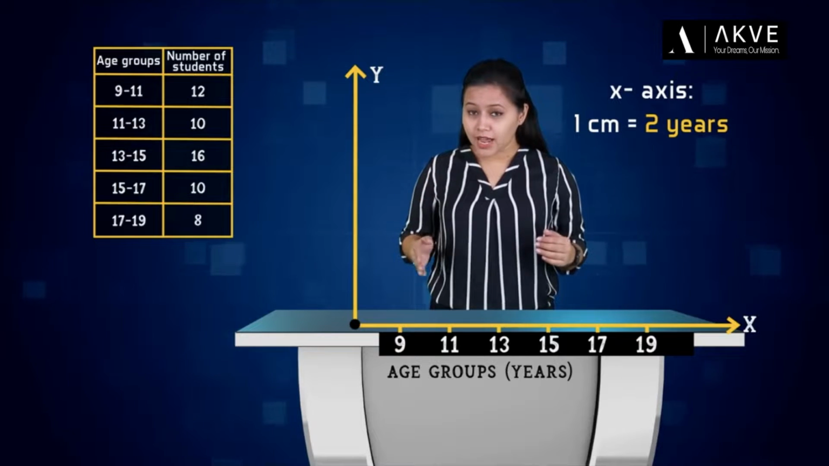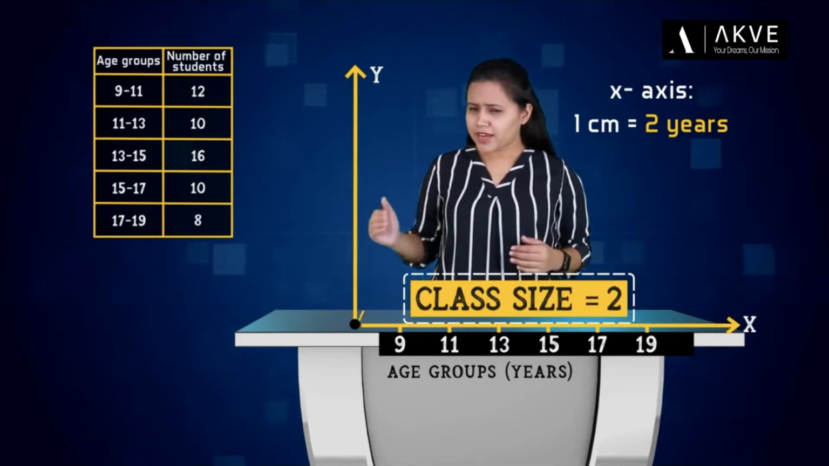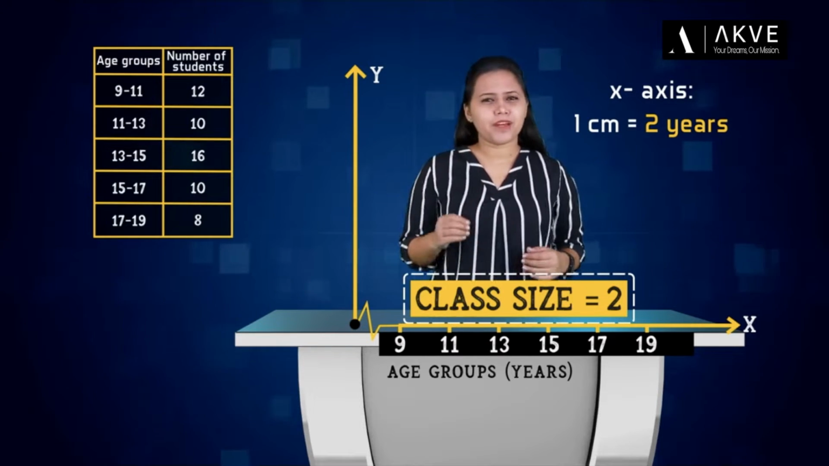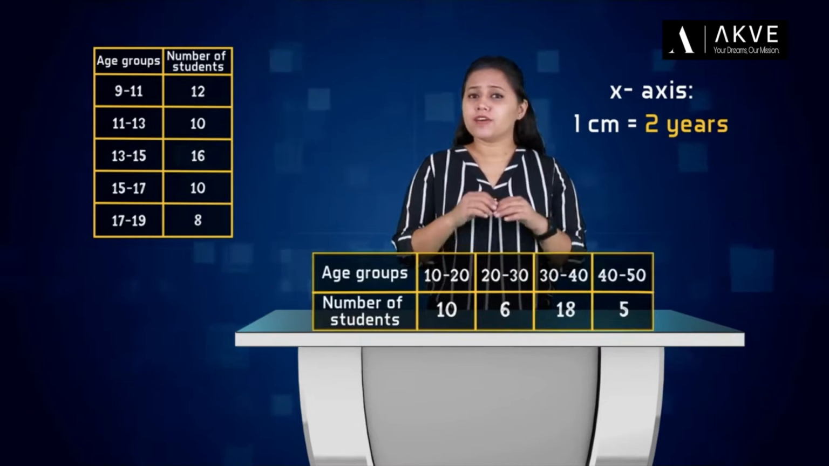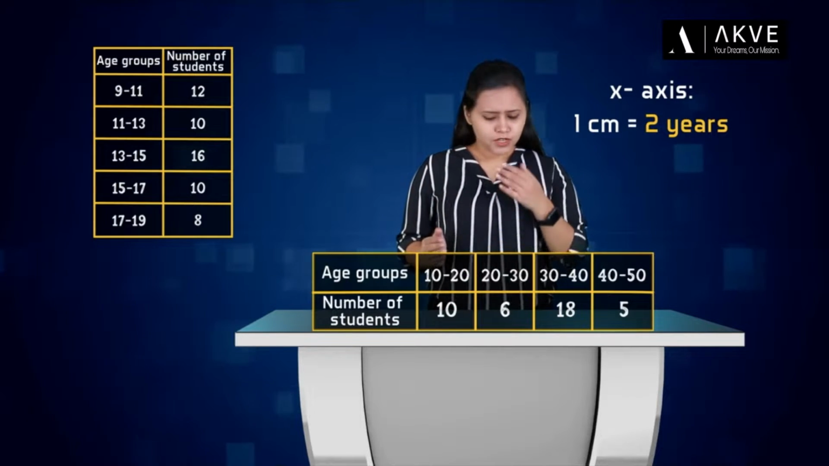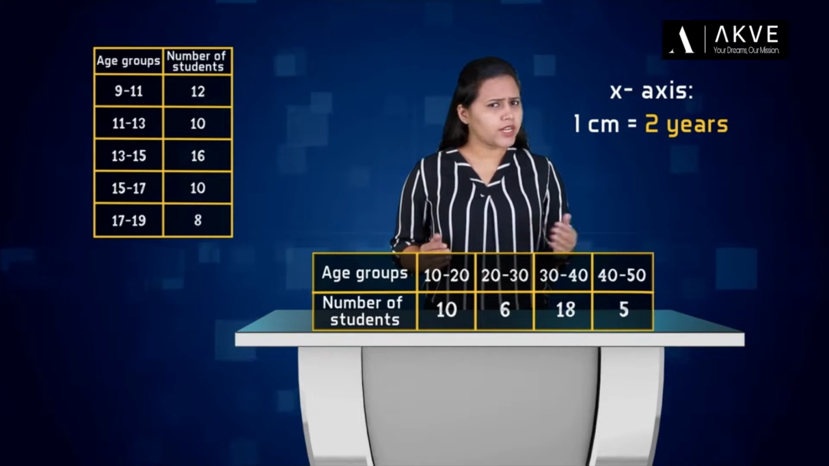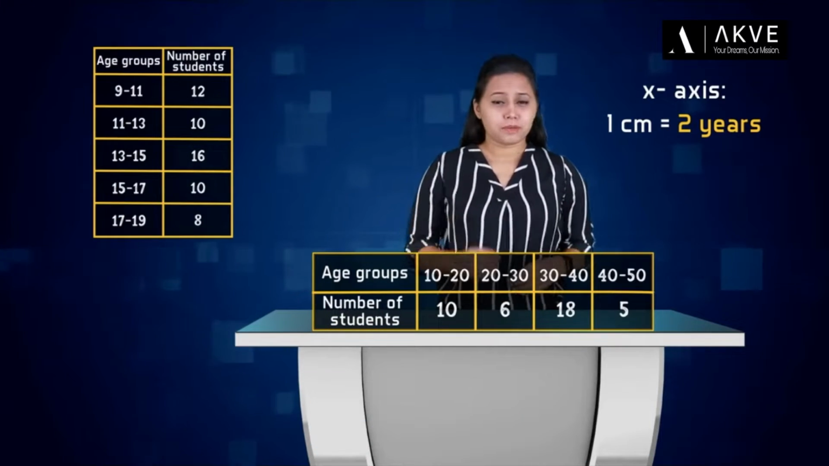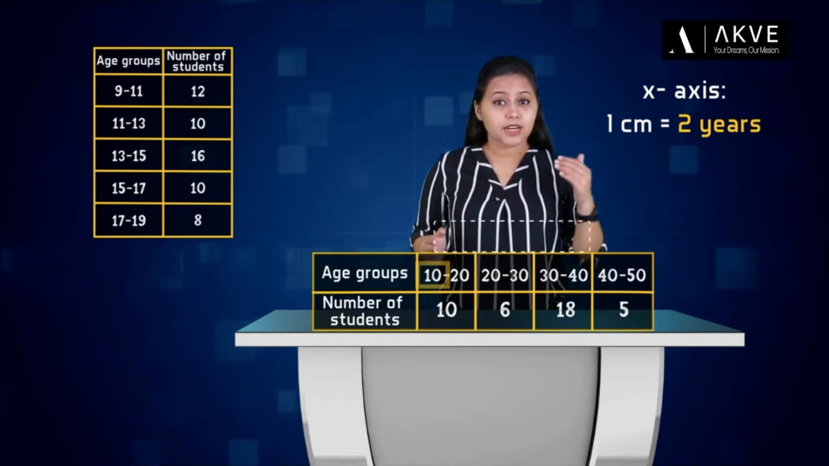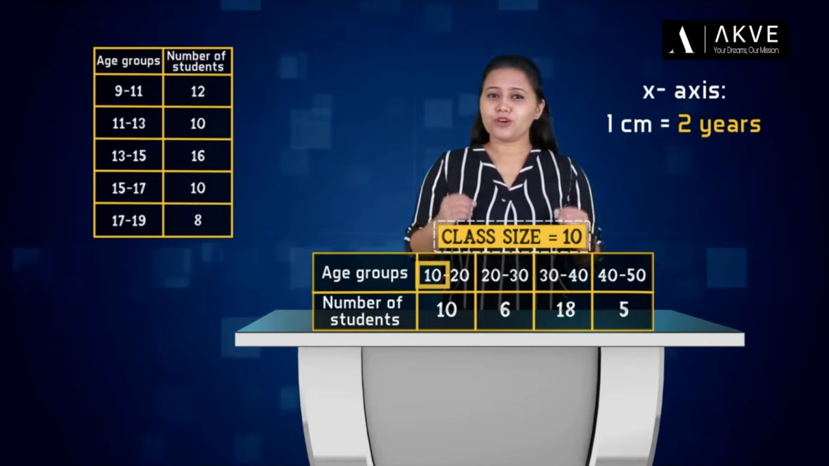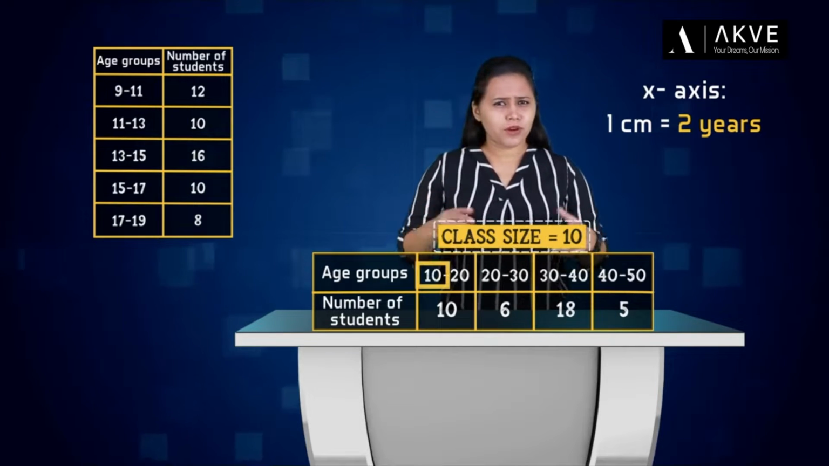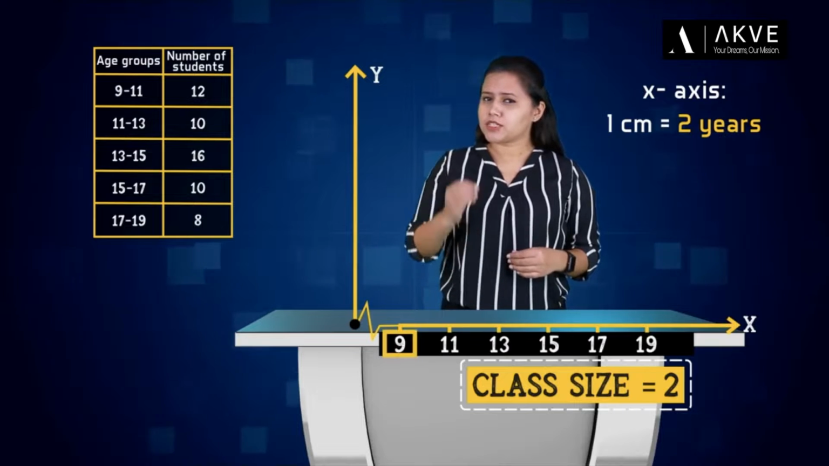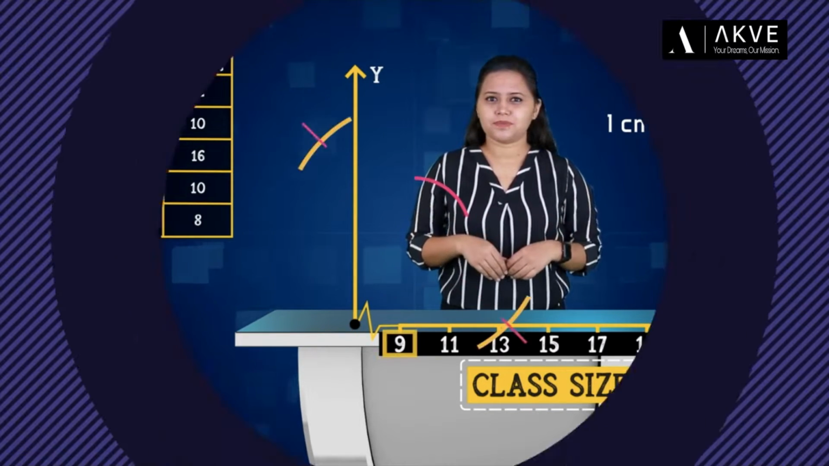Since the lowest limit is 9 and the class size is 2, a kink is drawn to show that the age groups between 0 and 9 are not being represented. But what if we have intervals like 10 to 20, 20 to 30, 30 to 40 and so on? Do we still need to mark a kink? No, because here the lowest limit and the class size are the same. Both are 10. So do you realize when we put a kink? Yes, we put a kink when the lowest limit is not equal to the class size.